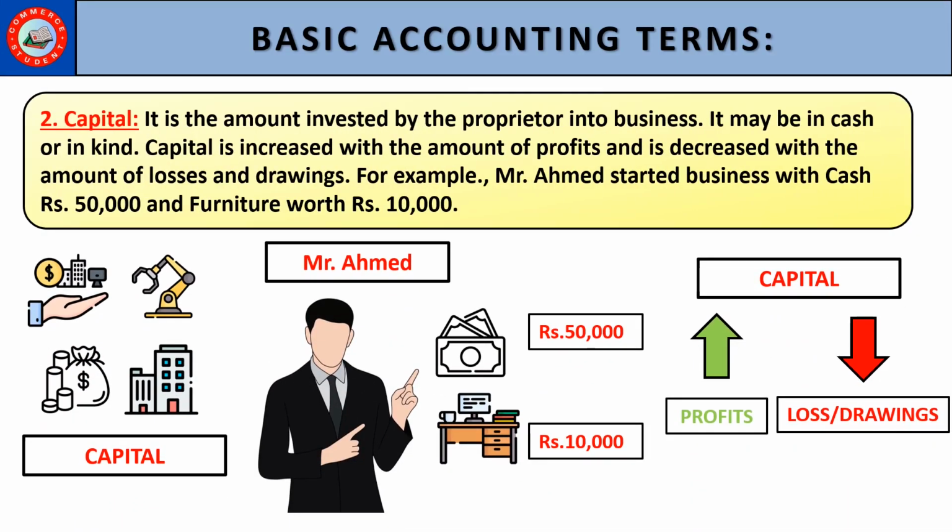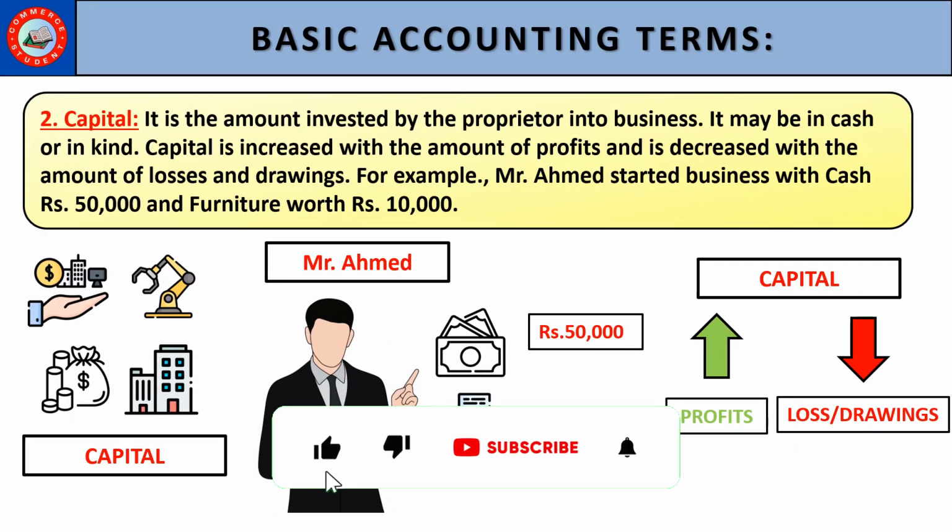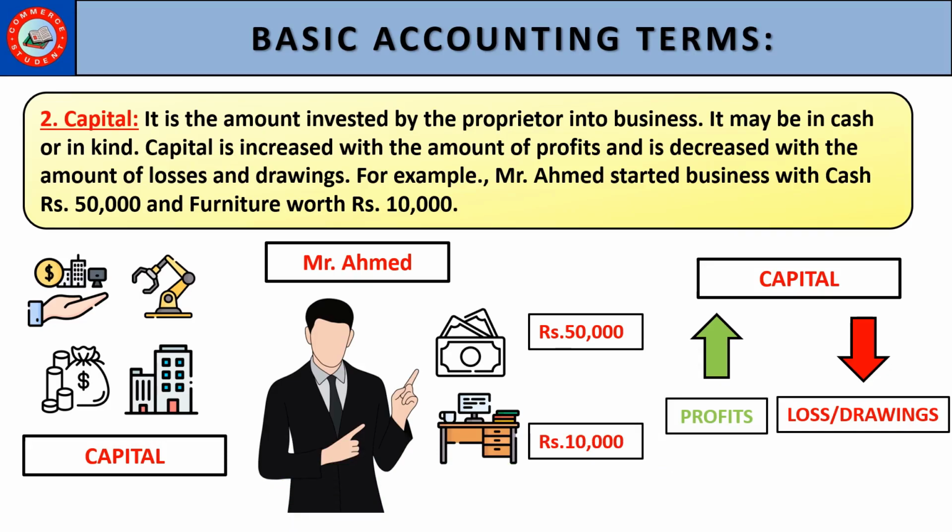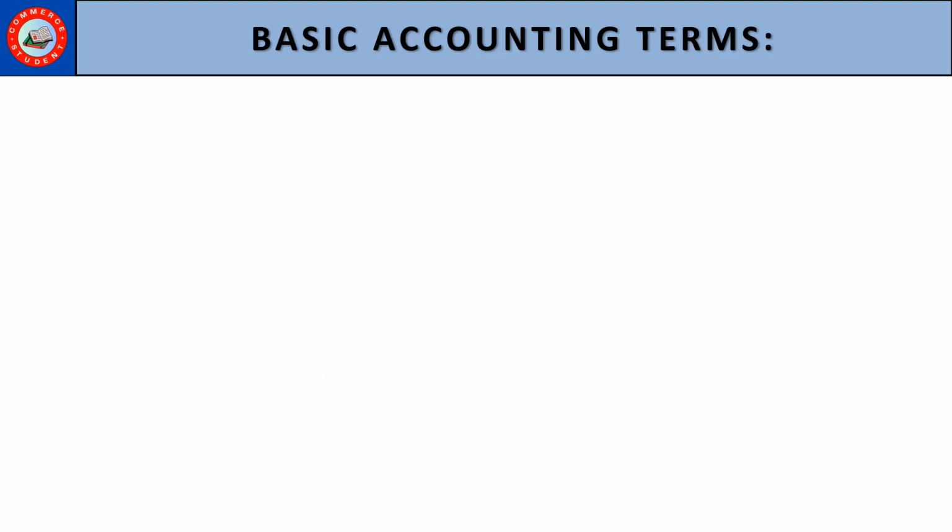Now let's talk about money, that is capital. It is the sum the owner invests into the business, whether in the form of cash, goods, or assets like furniture, machinery, etc. Take, for instance, Mr. Ahmed. He launches his business with cash amounting to rupees 50,000 and furniture worth rupees 10,000. Also remember that capital increases with profits and decreases with losses and drawings.